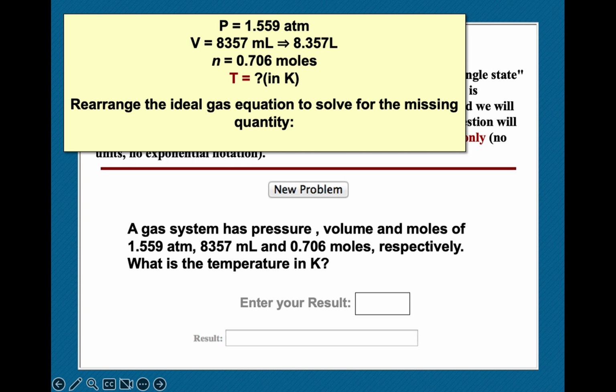Why did you change it to liters? Remember R. R isn't shown here yet, but R is in liters. It's in liters and atmospheres, Kelvins. So you need those.